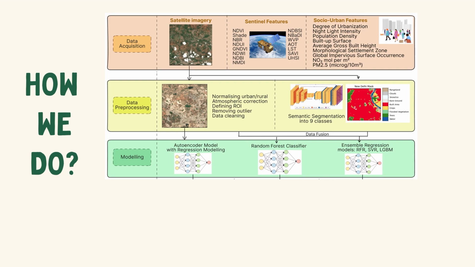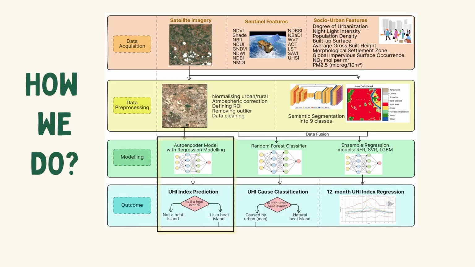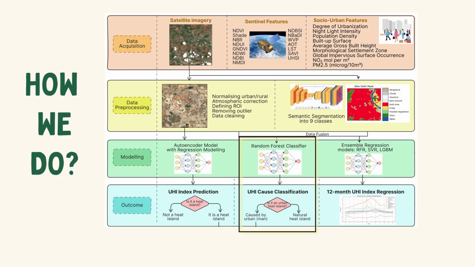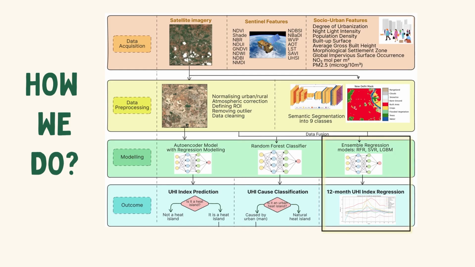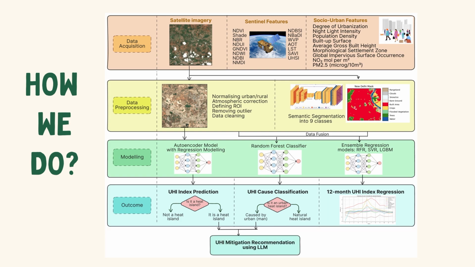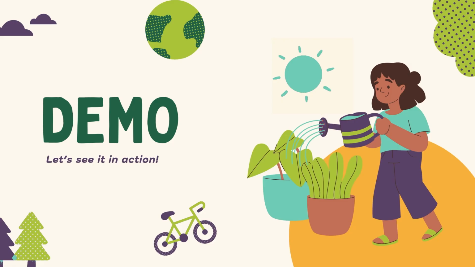And we have a 3-staged modeling layer where the autoencoder model with regression modeling will give us the UHI index prediction, and the random forest classifier will give us the UHI cause classification as man-made or natural. And we have an ensemble regression model of RFR, SVR, and LGBM to have a 12-month UHI index regression. This way, we can analyze the UHI indices of a place throughout the year. And if it is a heat island which is caused by man, we give mitigation strategy recommendations using LLM. So without any further ado, let's see it live in action.